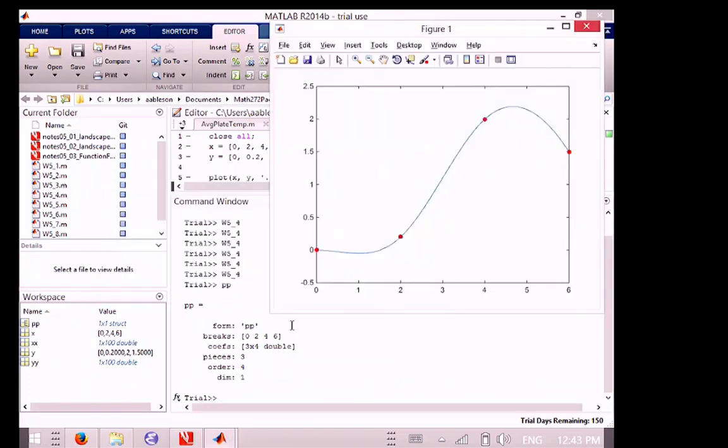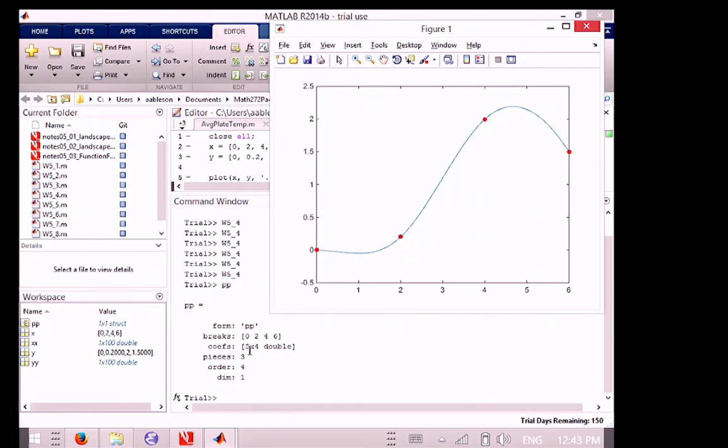Going back to the picture. We have 4 data points, so there's one interval here between 0 and 2, one interval here between 2 and 4, and one third interval between 4 and 6. That's what we're going to build our interpolation on. We're going to have 1 cubic for each interval. And this is all being stored in this PP thing.